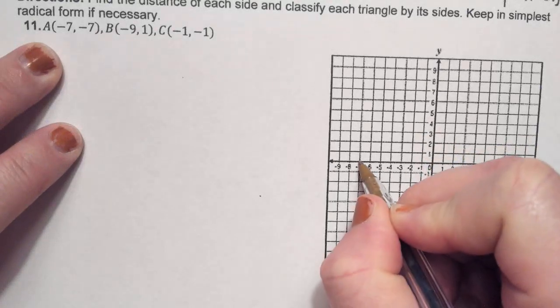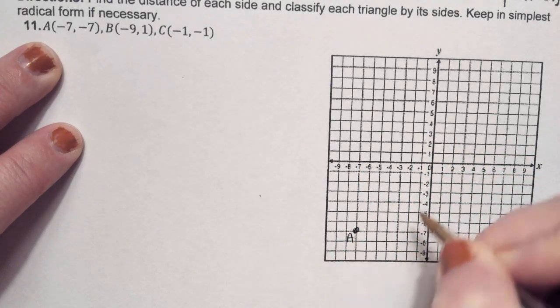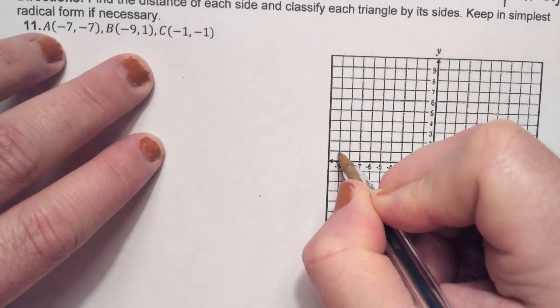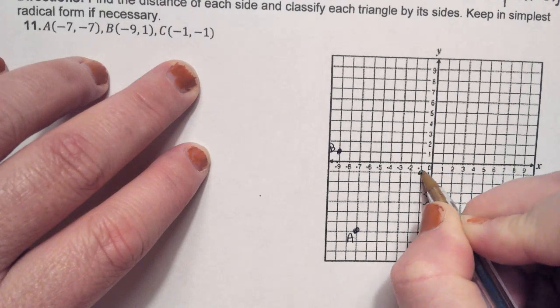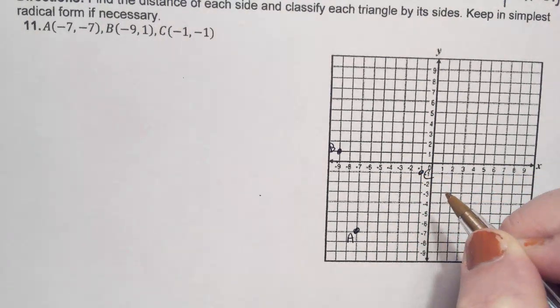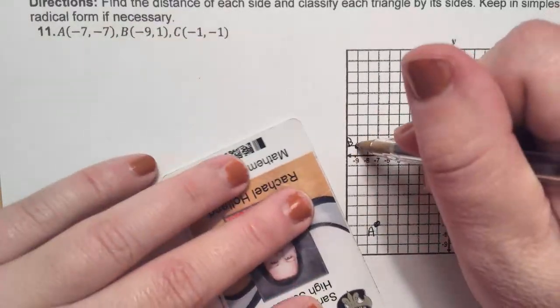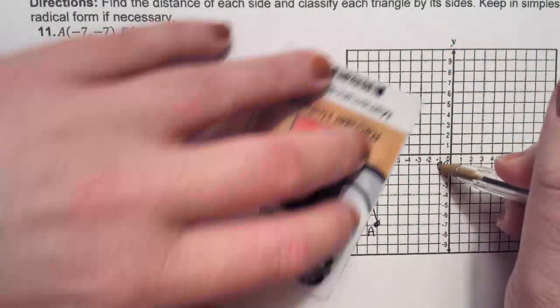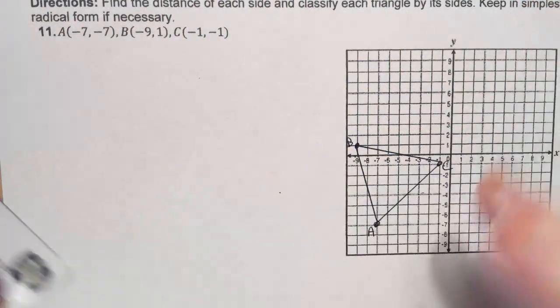So -7, -7. That's my A. -9, +1. That's my B. -1, -1. That's my C. And then I would take my straight edge, connect the dots. Okay, so here's my triangle.